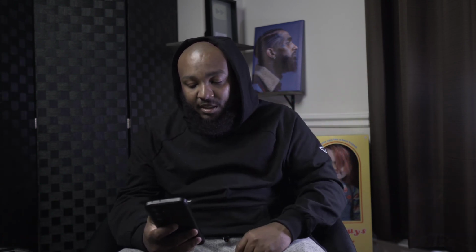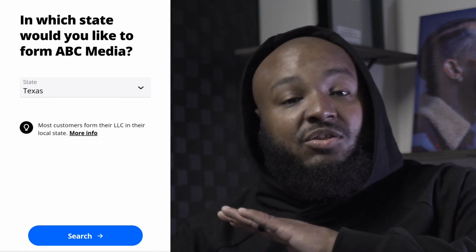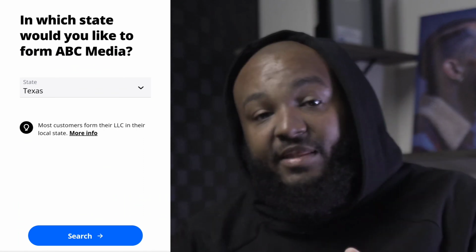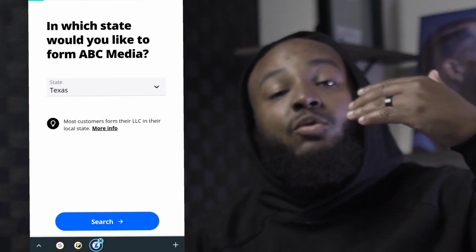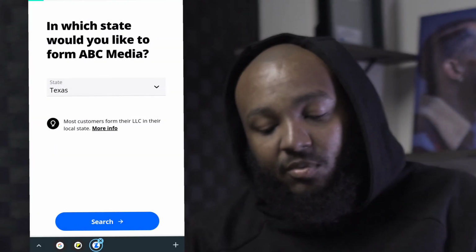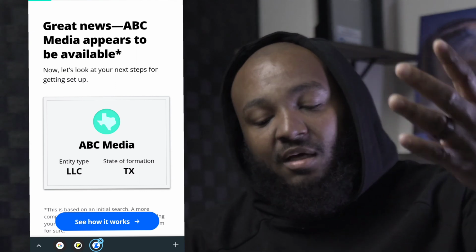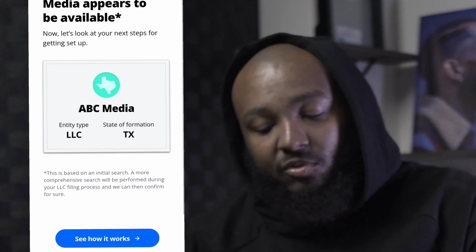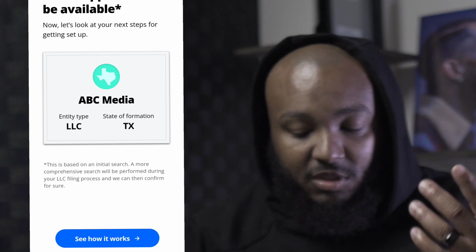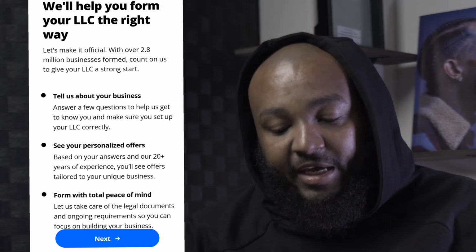So let's go ahead and check availability, and it's asking us what state we are forming our LLC in. And I always recommend just forming it in whatever state that you are living in and are going to be doing business in, all right? So we're going to click Texas and we're going to go to next, and it says great news, this name is available.